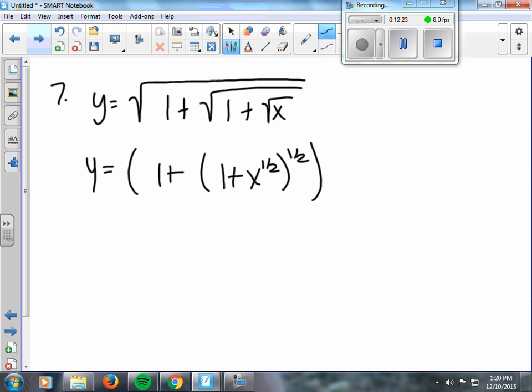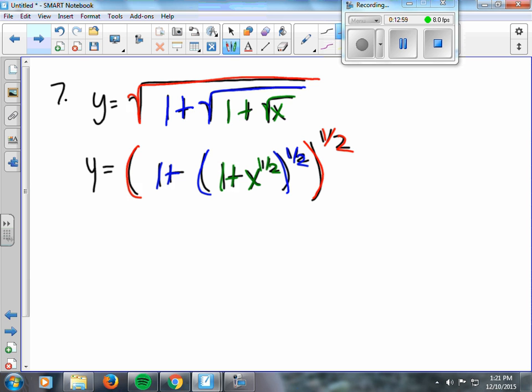All right, so let me color code this. This square root here in red is this parentheses to the 1/2. Then this square root right here in blue is this parentheses to the 1/2. But the whole red has this inside of 1 plus that square root. And then finally, the inside of the blue square root was 1 plus the square root of x, and that's here in green. Okay, so I do have 3 layers to this onion.